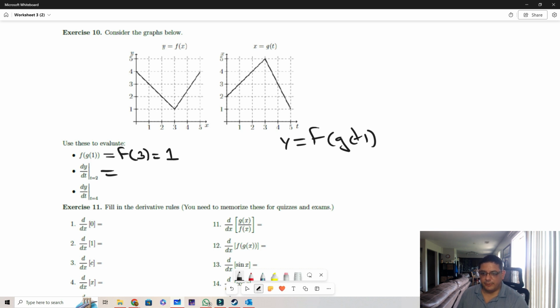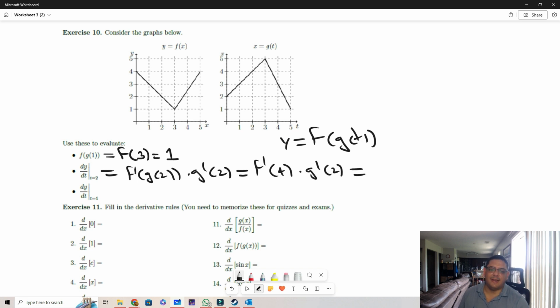And they're asking me for the chain rule at t equals 2. So this means that they're asking me for f prime of g of 2 times g prime of 2. That's what the chain rule means in there. Again, we first find what is inside. g of 2 is 4. So notice that this is going to be f prime of 4 times g prime of 2.